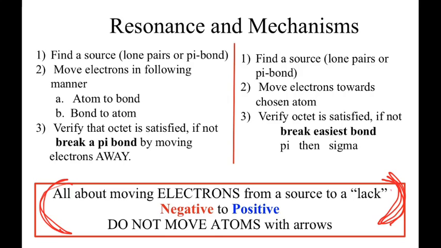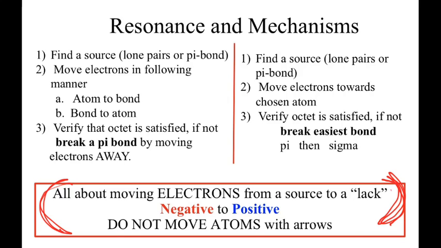In both cases, both resonance and mechanisms, you find a source of electrons. A good source would be either lone pairs or pi bonds, and you'll move those electrons towards a chosen atom, or in the case of resonance, to a bond. You'll check to verify your octet is satisfied in either case. In the case of resonance, if the octet is exceeded, then you can break a pi bond by moving the electrons away from said atom.